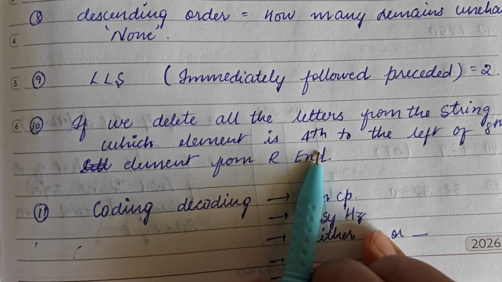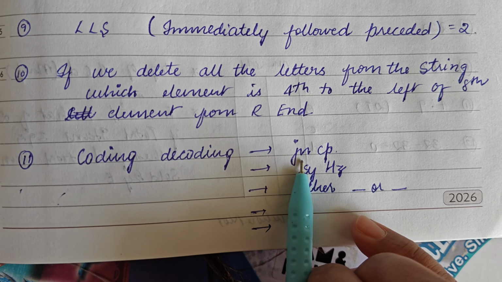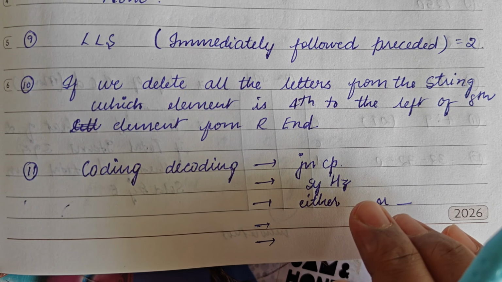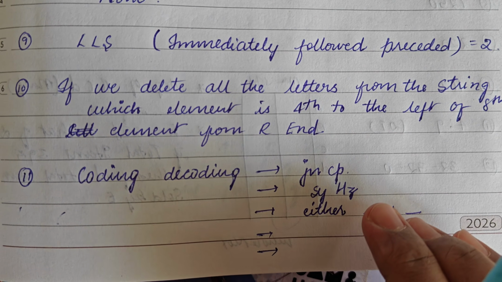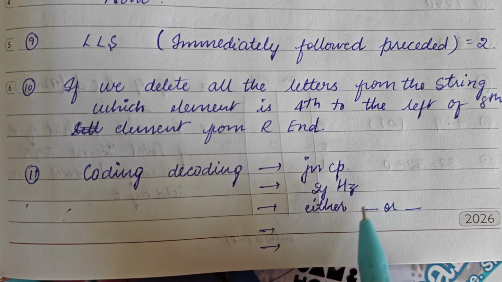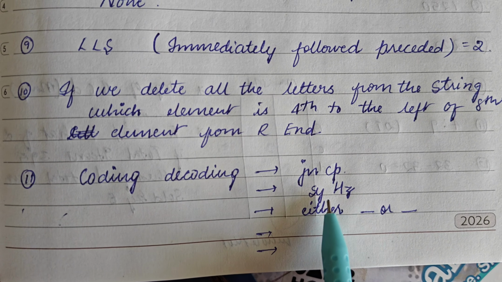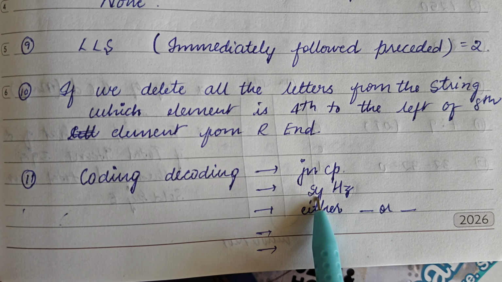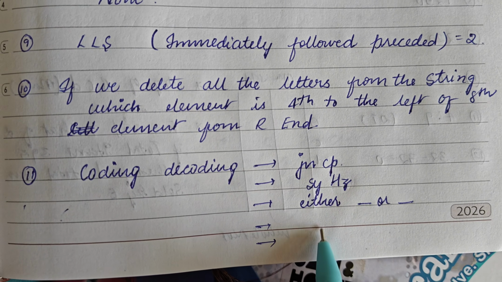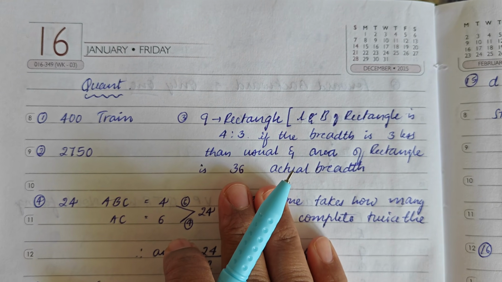Then coding decoding questions. I hope these are the answers. I have forgotten many of the answers now, but I hardly recollect some. There were 5 questions I guess, and one was coming as either or. One had an introduction of a new term, new code, and the rest 2 questions I don't remember. So that's it. I attempted all questions in the reasoning section.